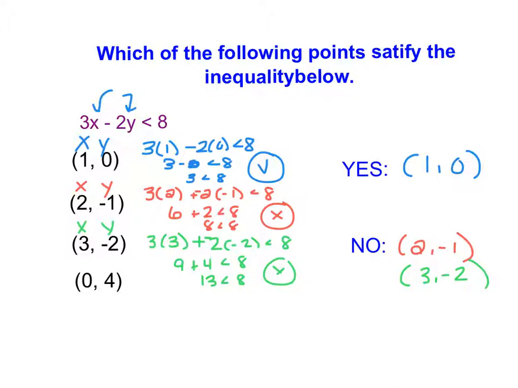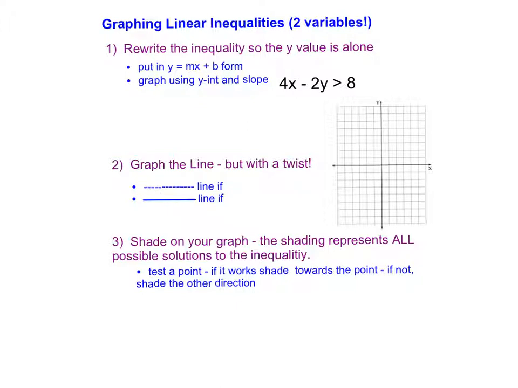And then last but not least, let's try out that last one. So we have x and y. So 3 times 0 minus 2 times 4 is less than 8. 0 minus 8, so I have negative 8 is less than 8. So (0, 4) is a solution. What's great about graphing linear inequalities is it's actually very similar to graphing linear equations. There's just a couple of additional steps that we add in.